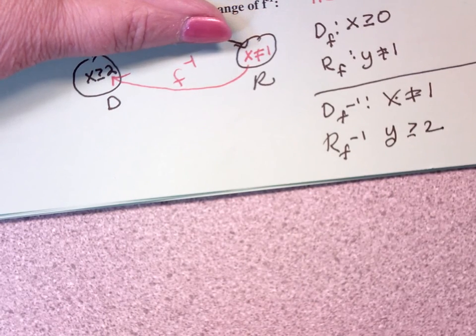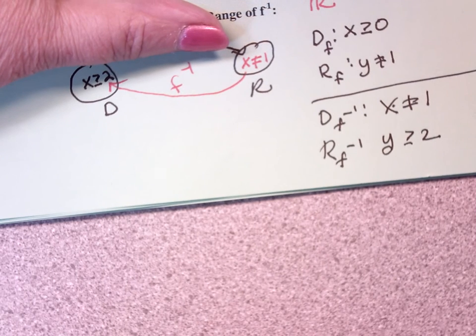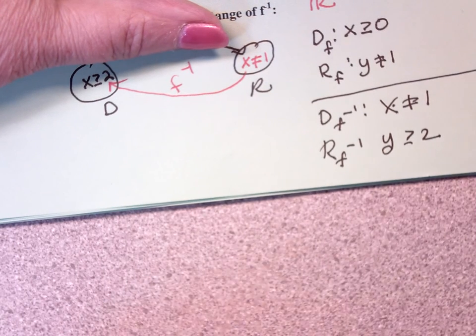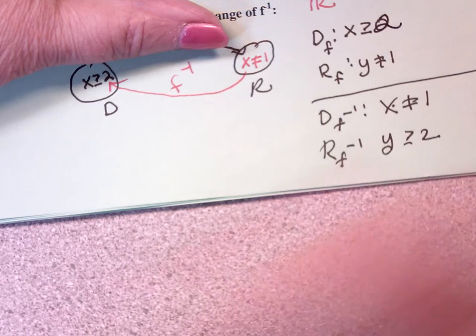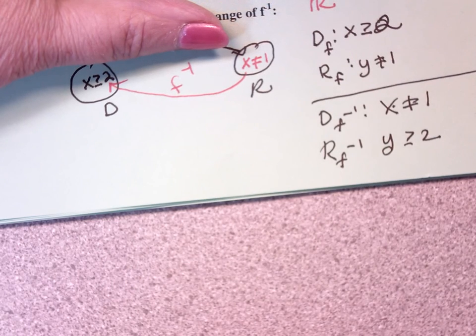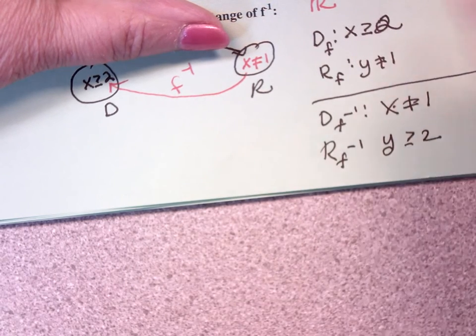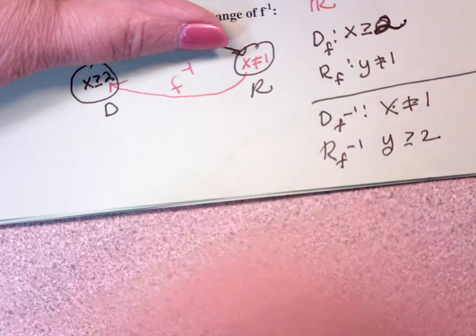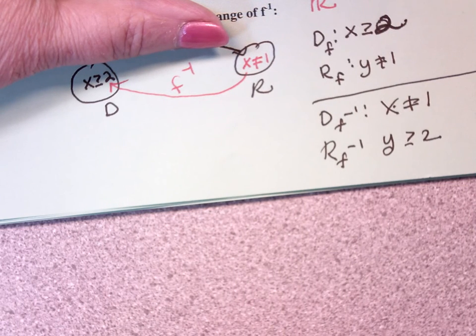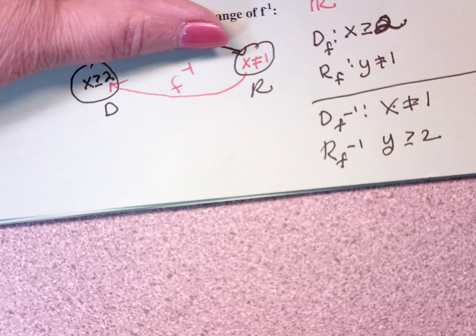So up at the top, the domain of the function is x greater than or equal to 2, right? Not 0. Oh, 2, yeah. Okay, that's fine. Thank you. Because you flipped x's and y's.